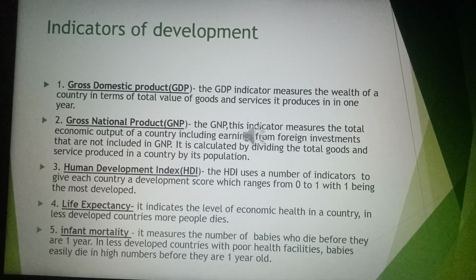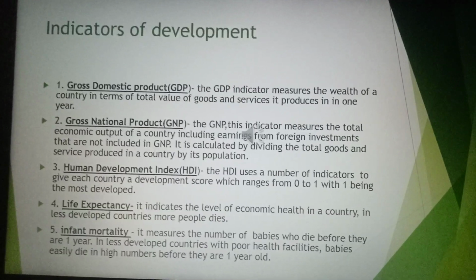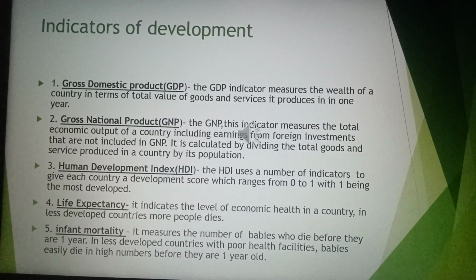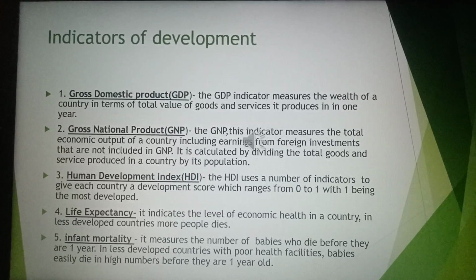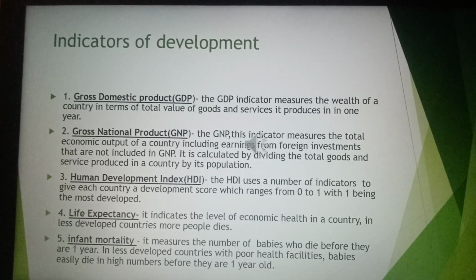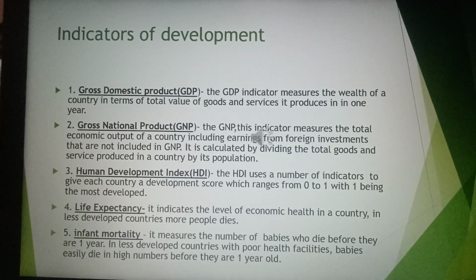The GNP indicator measures the total economic output of a country, including earnings from foreign investment that are not included in GDP. It is calculated by dividing the total goods and services produced in a country by its population.